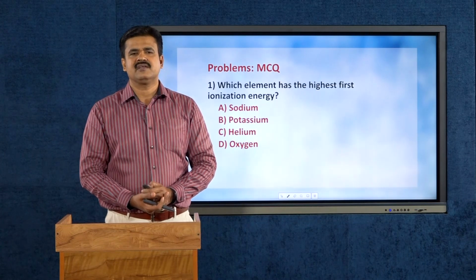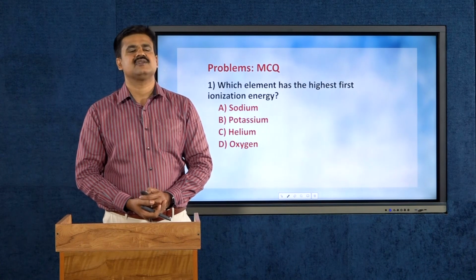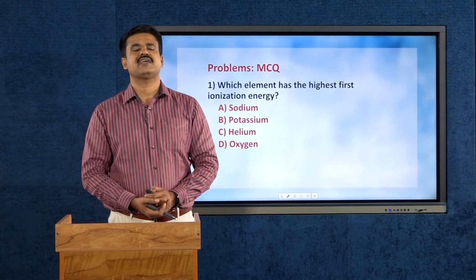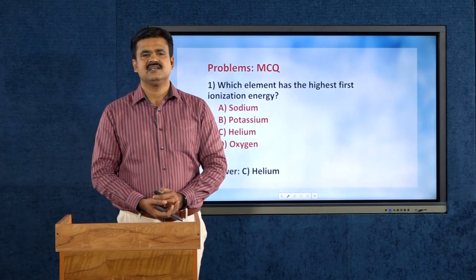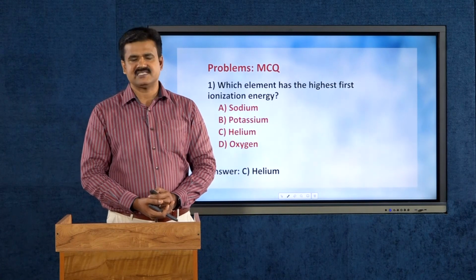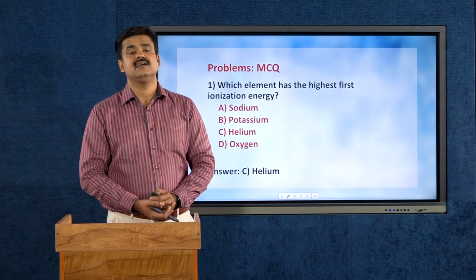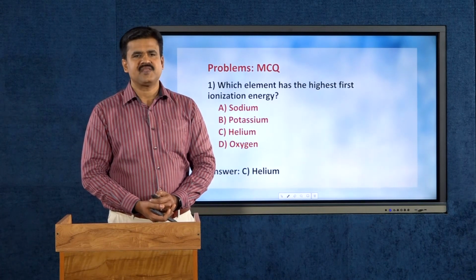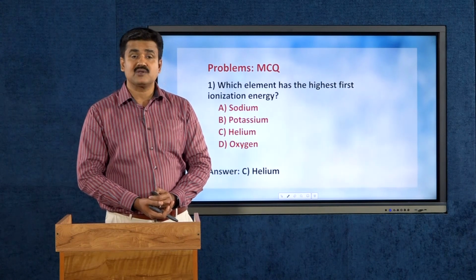In order to arrive at a final answer, we have to check on the size as well as electronic configuration. On careful analysis of these four options, we can arrive at the final answer as C, that is nothing but helium. Helium is the element in the periodic table which is associated with the highest ionization energy, and this is because of its small size as well as more stable electronic configuration.